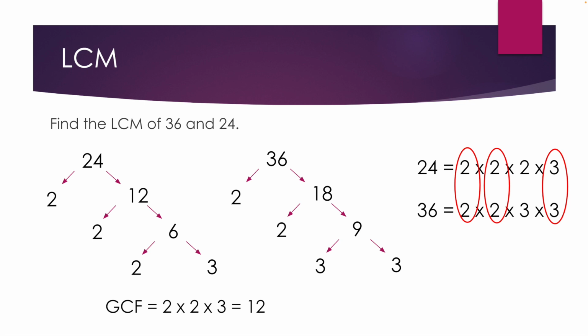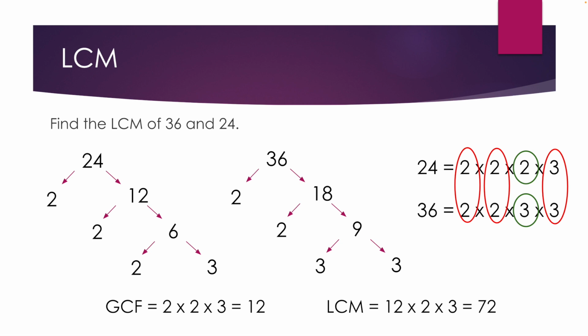Now to find the lowest common multiple, I'm then going to multiply 12 by the bits that are left over. So I have a 2 and I have a 3 that are left over. So to find my lowest common multiple, I'm going to do 12 times 2 times 3, which is 72.